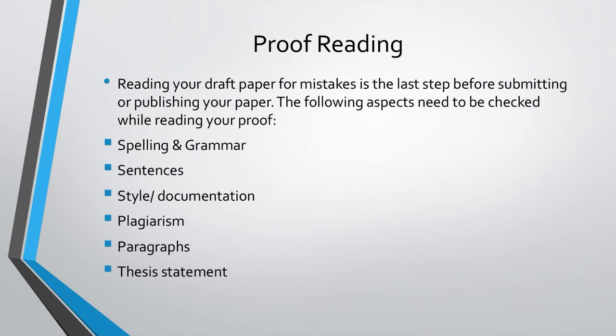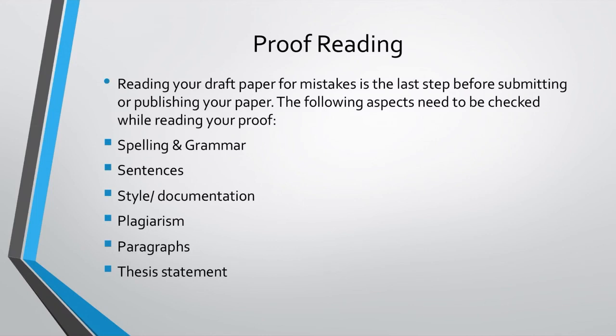Now, coming to the last part, that's proofreading. Reading your draft paper for mistakes is the last step before submitting or publishing your paper. The following aspects need to be checked while reading your proof. The first one is spelling and grammar. You can do the spelling and grammar check through the automatic check tool in your Microsoft Word. Then sentences, check for your sentences, fragmentations and all.